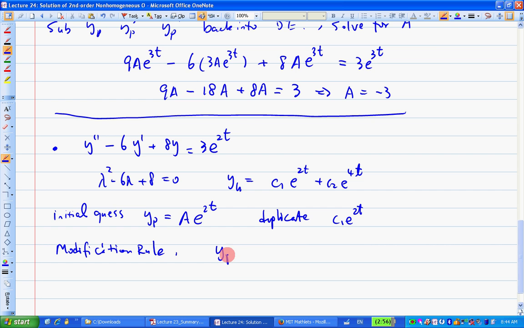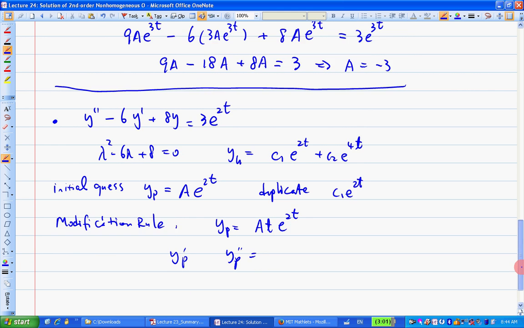So saying yp is A t e to the t. Okay. So this is going to be your final guess. Then we solve for the value of A. So how do we do that? We still do the yp prime, yp double prime. I'm going to leave that to you for practice.